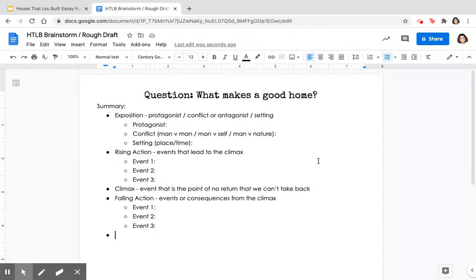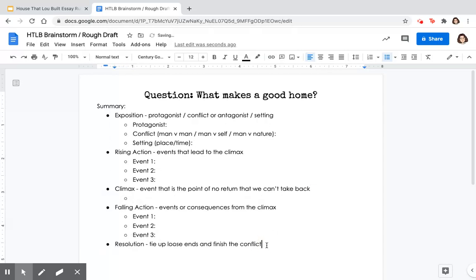Last but not least is the resolution. The resolution is when you tie up loose ends and finish the conflict. This is what we did today. Go ahead and try to fill this out so that you can know the general summary of The House That Lou Built.